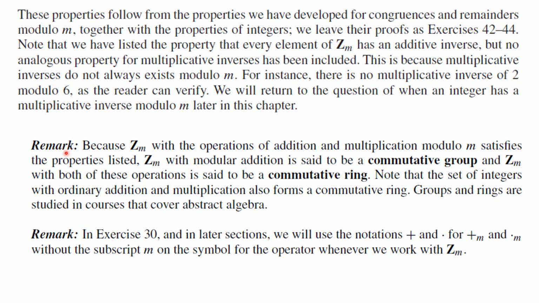In the more fancy math, we talk about those properties of addition combined with the set. It's said to be a commutative group. And when you add multiplication, it is called a commutative ring. So the set of integers with ordinary addition and multiplication also forms a commutative ring. And those are studied in abstract algebra.